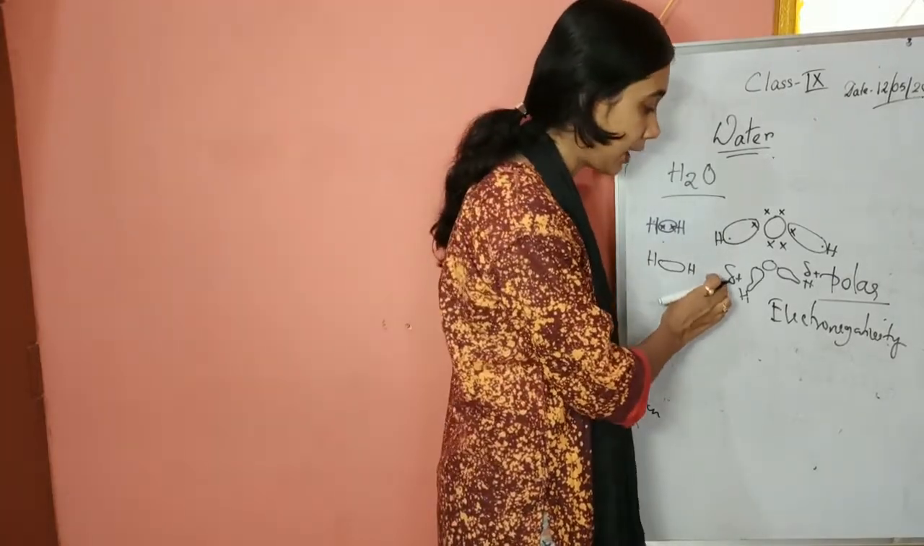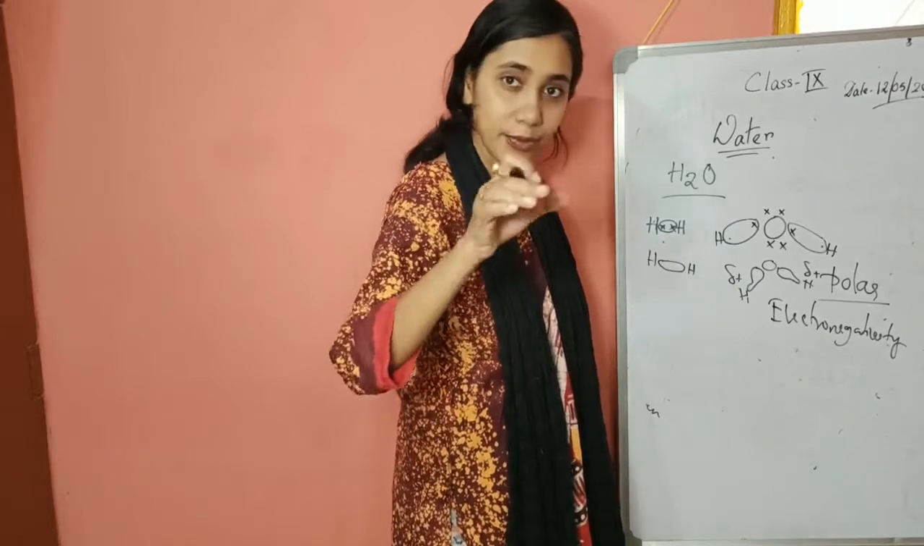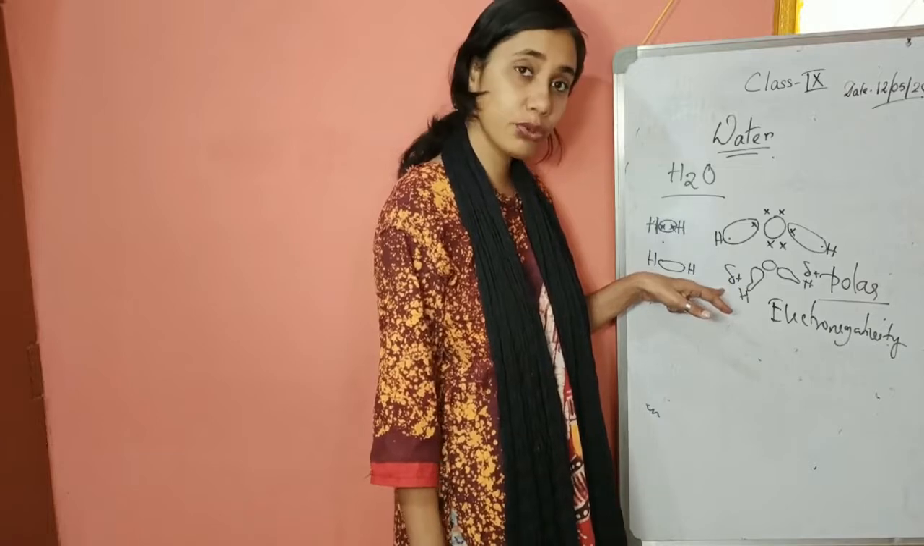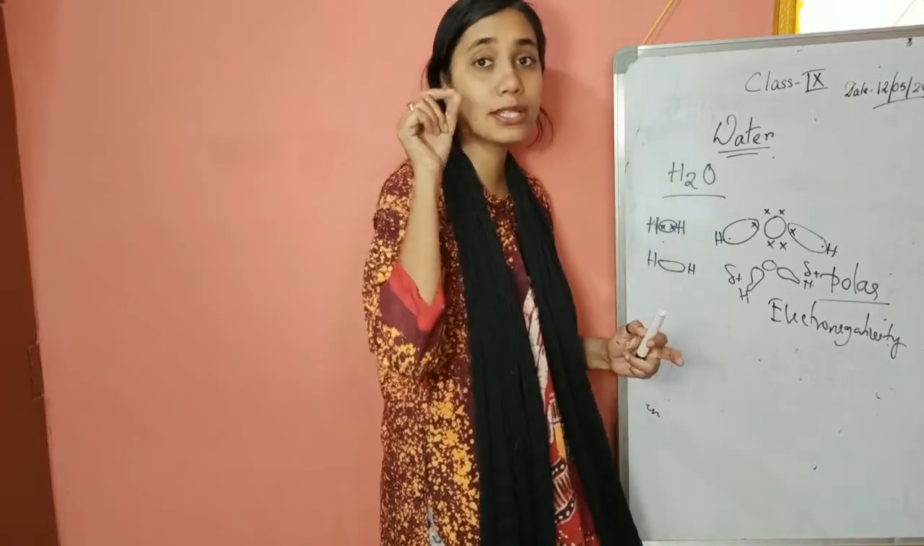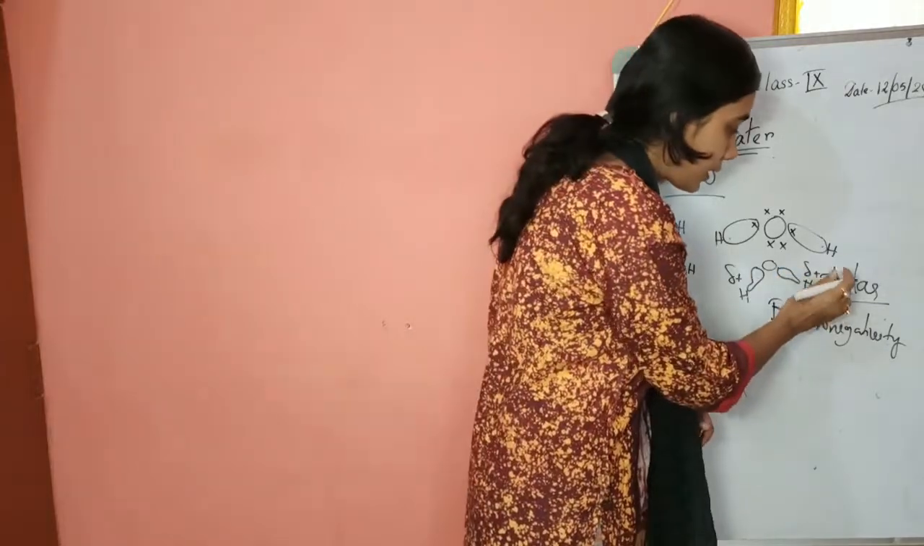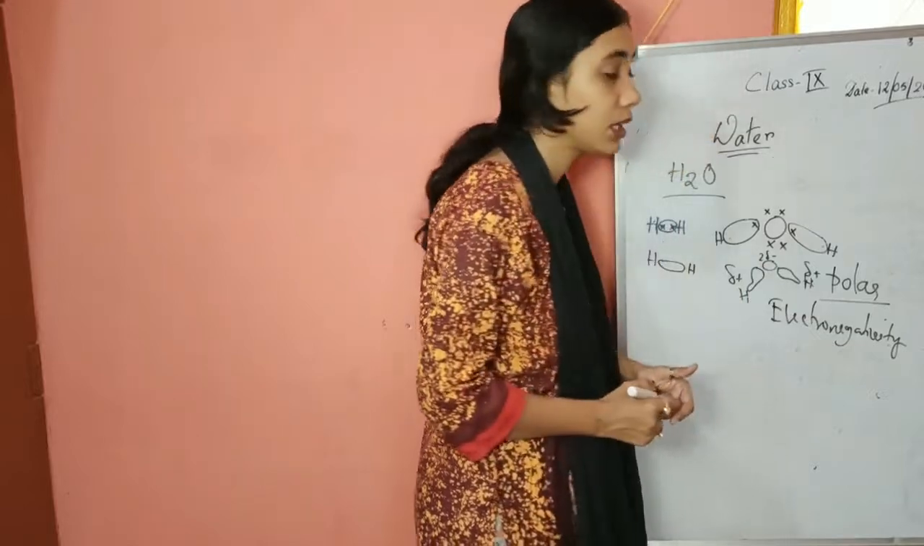Now this is delta. You all know the sign of delta because you have these alpha, beta, gamma, delta sections. So this is the Greek alphabet. Delta is used to represent a small amount. So delta positive here for those two hydrogens, and there will be two delta negative.